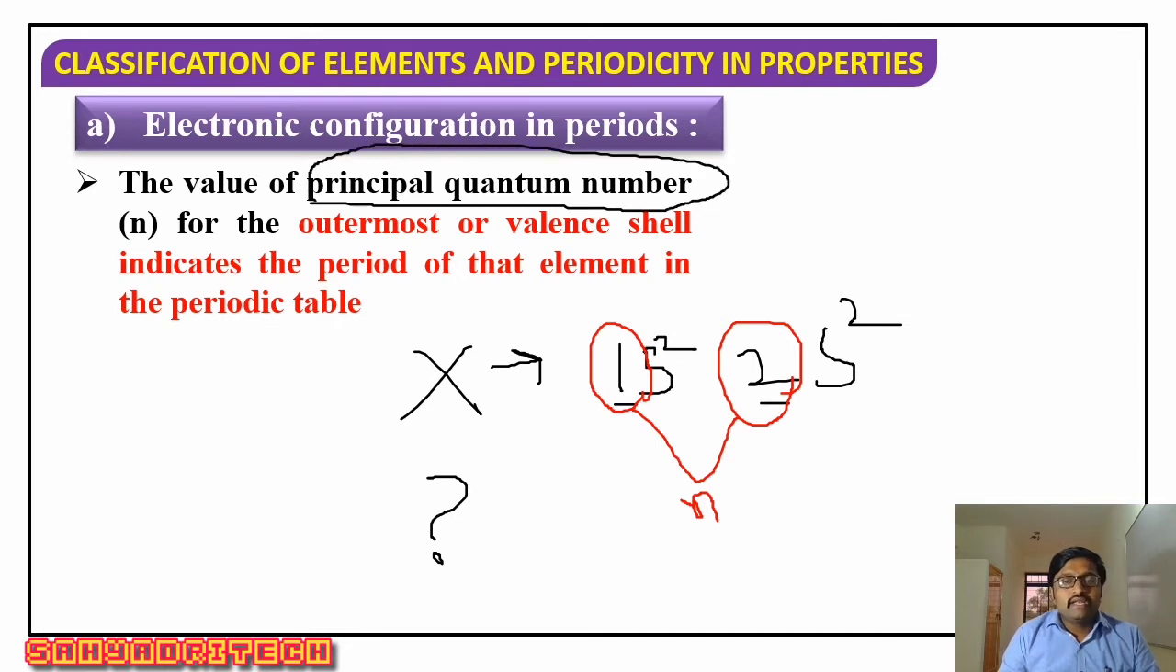In the written electronic configuration 2s2, the second is the valence shell. Yes, it is, the second is the last shell.